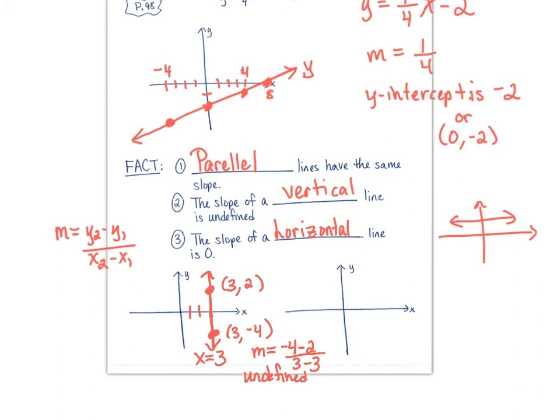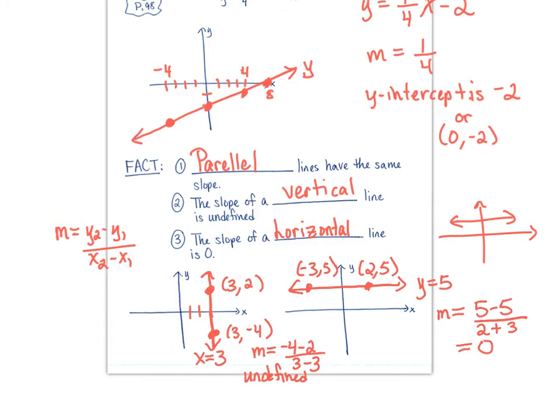Okay, so now y equals 5. If this is the point -3, 5, and this is the point 2, 5, then your slope is what minus what? 5 minus 5. Good. 5 minus 5 over what? 2 plus 3. Good. And what does that give you? 0. It gives you 0 over 5, which is 0. Okay? So that's why your slope is 0 for a horizontal line.